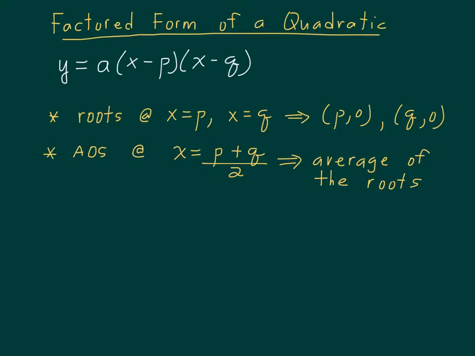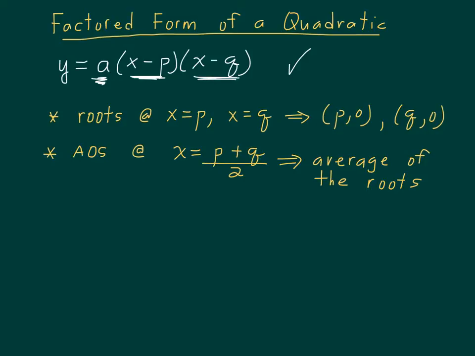Okay, so in the last video we looked at the standard form of a quadratic. Now we're going to look at factored form of a quadratic. So that takes on this general form here. A is what we would consider our GCF that was factored out. And then we have our factors of x minus p, and then what we're calling x minus q.